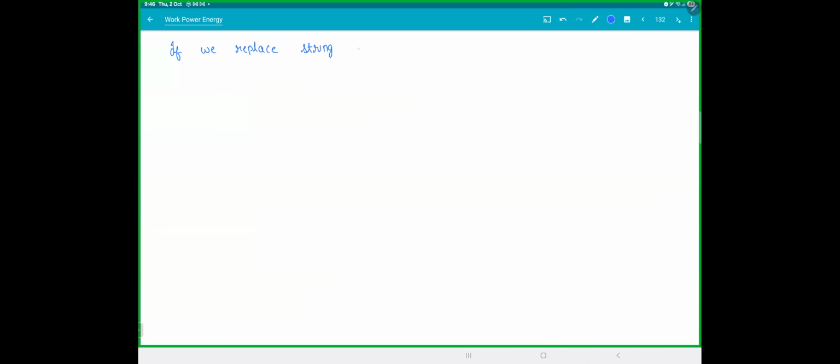If you replace the string with a rod, then see the advantage of a rod, right? A rod can push and pull. So at the highest point, you can come momentarily at rest. A string can only pull, it cannot push. So at the highest point, you won't be able to do that. Since a rod can push and pull, at the highest point, the ball can come momentarily at rest.